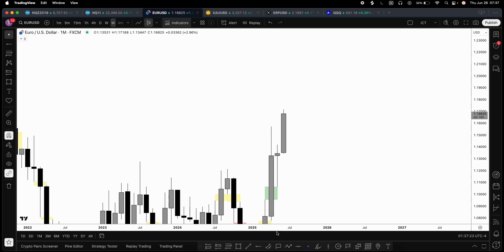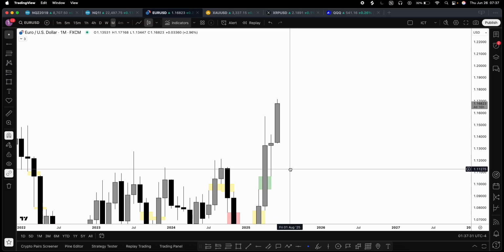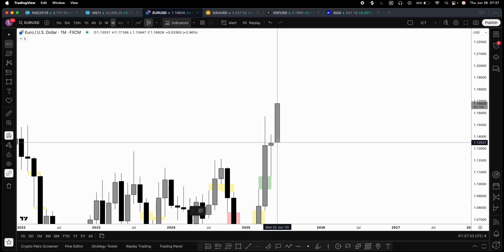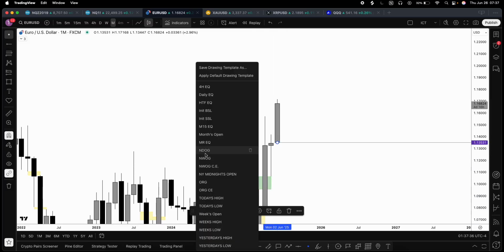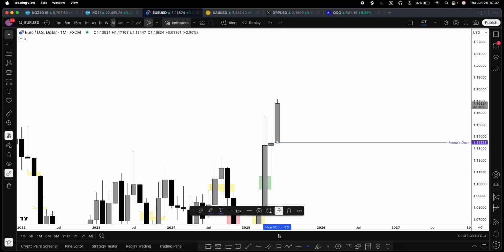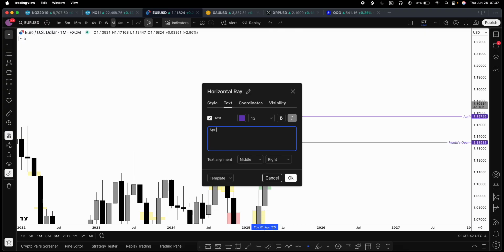Analysis of EURUSD on the 26th of June, 2025. Okay, so again we start off with marking out the month's open just for reference, and the April high just for reference.